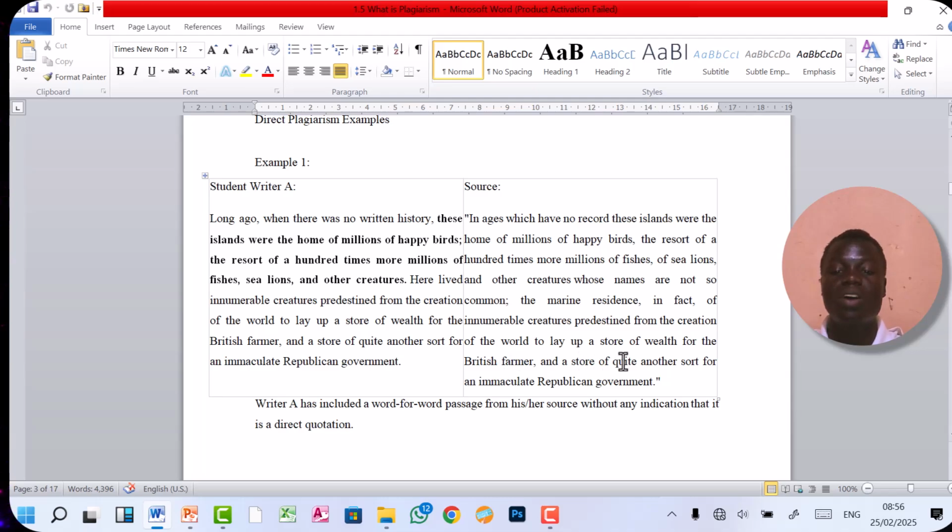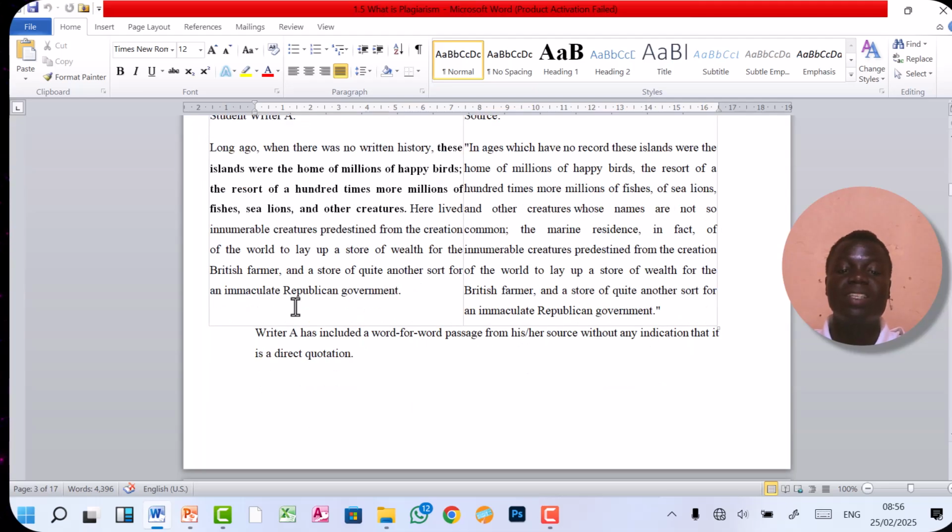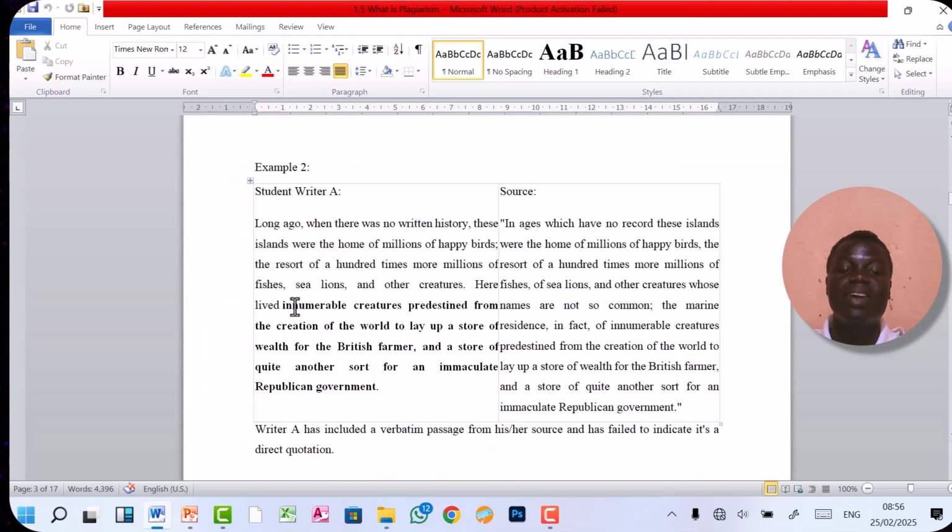British farmer and a store of quite another sort for an immaculate Republican government. So that is word for word transcription. So that one stands out to be what? To be a direct plagiarism.